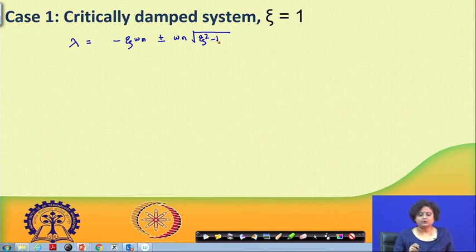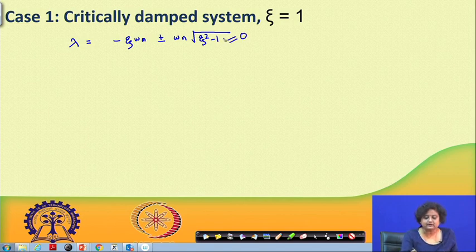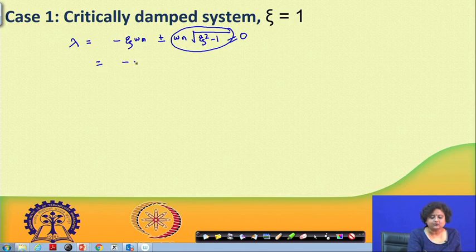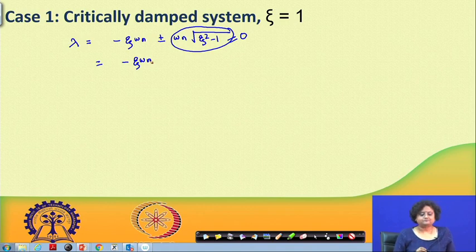Since zeta is equal to 1, we go to the case where the quadratic equation has only one single root. So, this part actually goes to 0. So, I have a single root for lambda, which is minus zeta omega n. Okay. But the governing differential equation is still a second order equation, so there should be two unknowns in the solution of this second order differential equation. So, how are we going to deal with that?